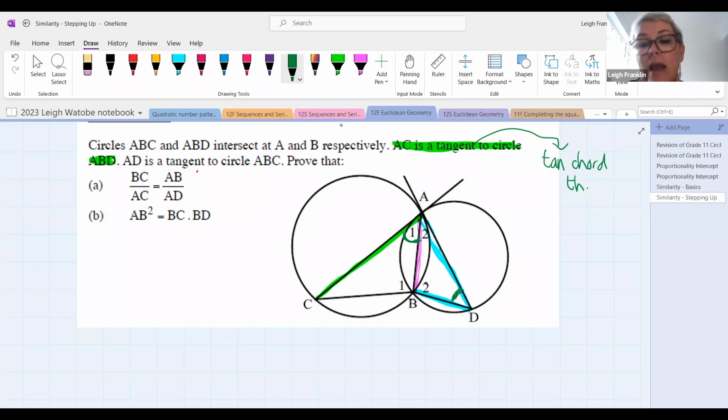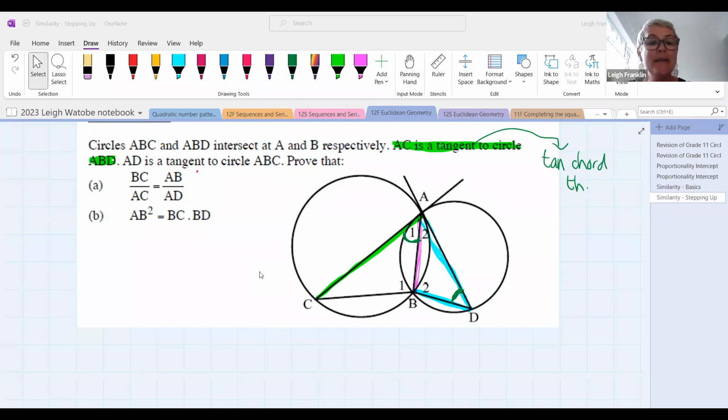Good. Can we all see that now? AC is the tangent, AB is the chord, and chord AB subtends D at the circle. So A1 and D are equal to one another. That's why they're telling us AC is a tangent to the circle. Let's have a look at what you guys are saying in the chat here. Okay, that's it, A1 and D. Good, well done, very nice.